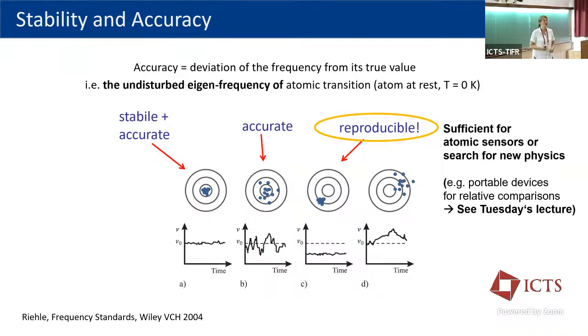Or if you're looking for new physics, testing Einstein's general relativity, searching for dark matter, you don't care if you don't know the polarizability of the atom or a G factor. You're looking differentially for changes while your clock is orbiting around the sun or rotating in the universe, or you're comparing different clocks. So you don't know about such a blind offset, which is only due to a constant. And that's why these reproducible clocks are for many applications as good as the stable and accurate clock, I would claim. And this will be a lot in the Tuesday lecture.